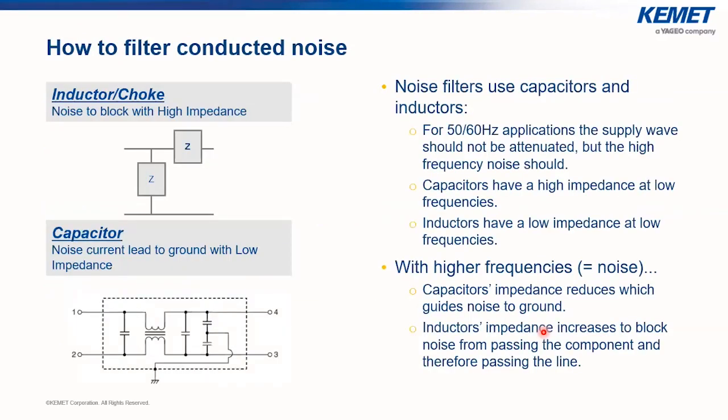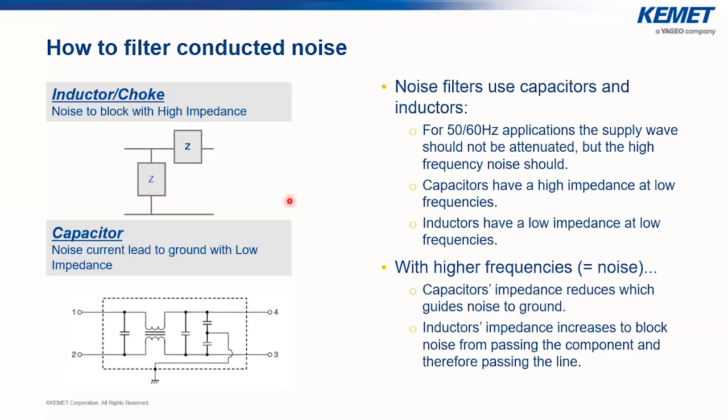How can we filter the noise? We have two different ways that usually are used together in EMI filters. The first one is to put an impedance in series with the mains, a high impedance for high frequencies. The other one is to put a low impedance towards, let's say, ground for the low frequencies.